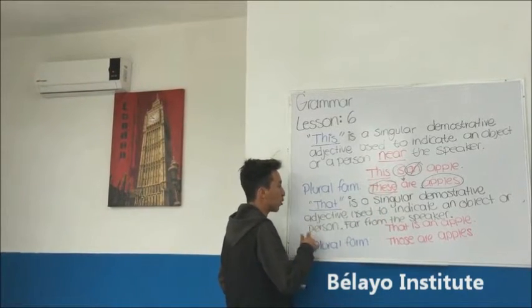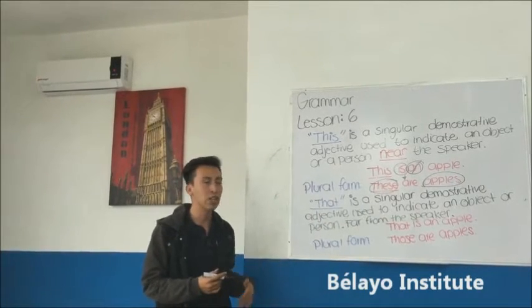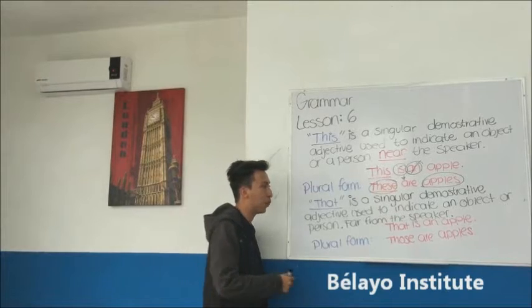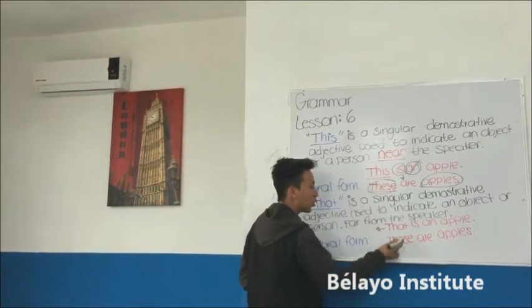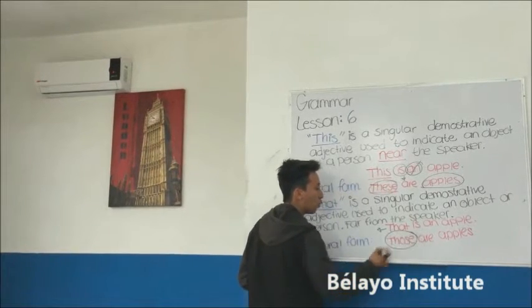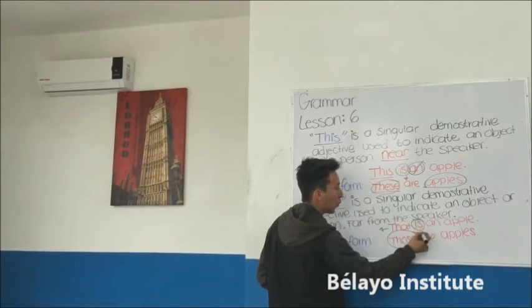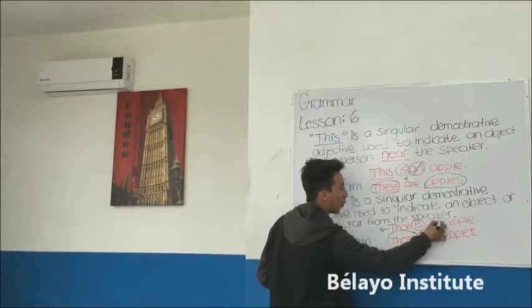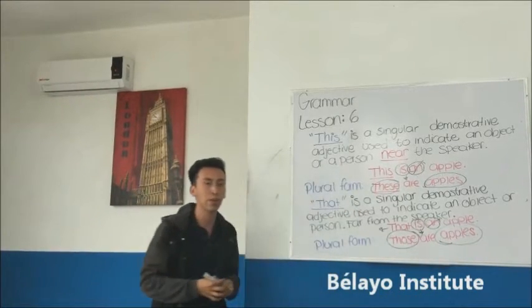That is a singular demonstrative adjective used to indicate an object or a person that is far from the speaker. For example, that is an apple. This is in singular form. To change it to the plural form, we're going to put those. Those are apples. We do the same: we change is by are, we eliminate an, and the noun we put in plural form.